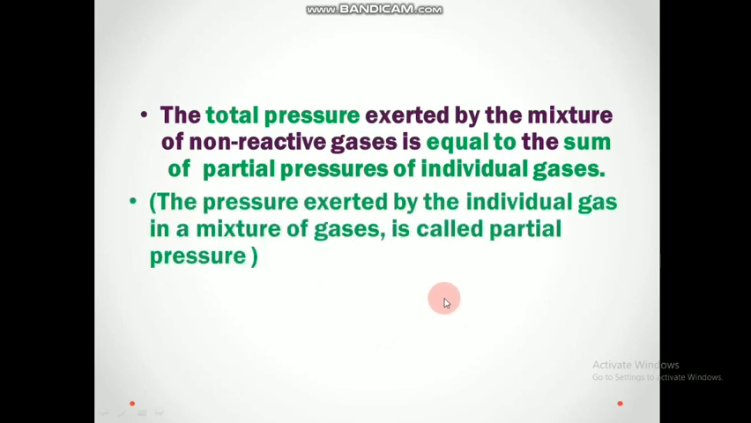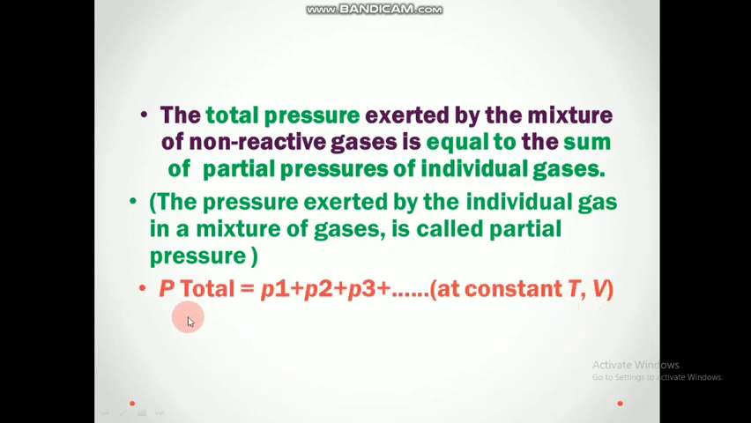And Dalton's law tells us that the total pressure exerted by the mixture of non-reactive gases is equal to the sum of partial pressures of individual gases. This is Dalton's law of partial pressure, which can be represented by this. So P total is equal to P1 plus P2 plus P3, etc. However many gases we mix, all those sums will give us the P total. The constants are very important: constant temperature and volume of gases.